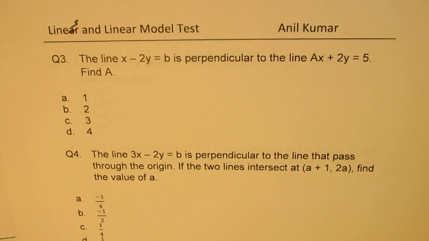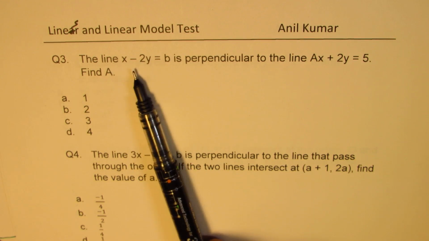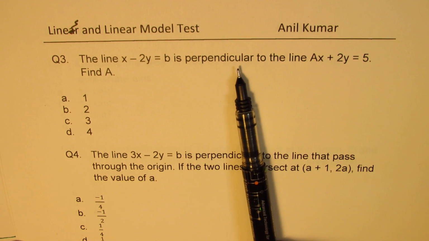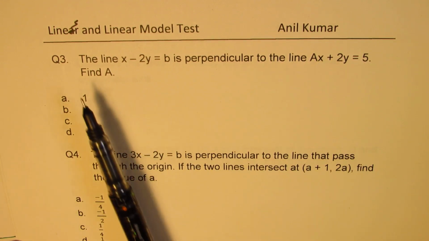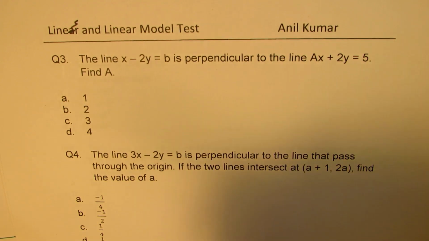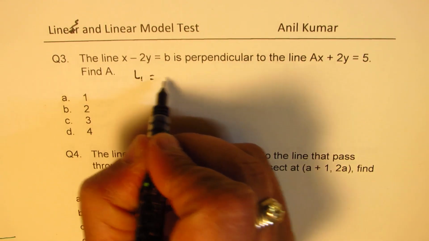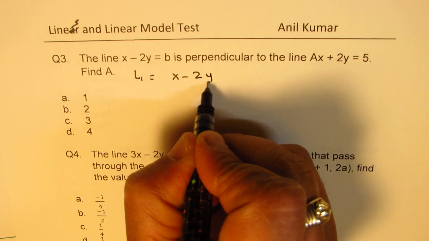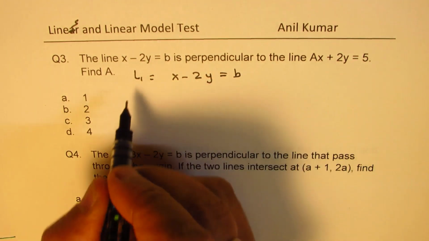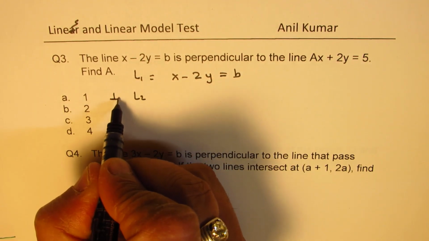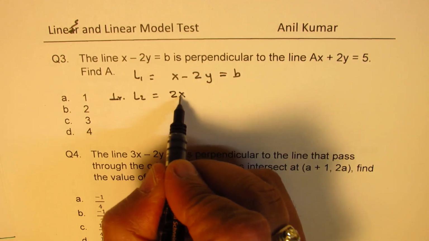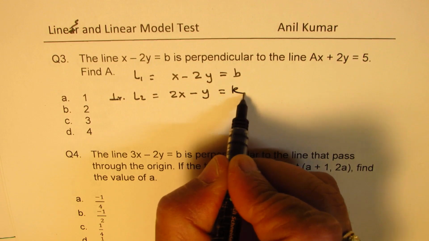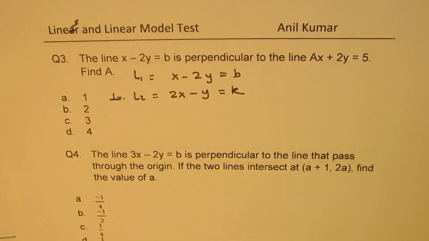Question number 3 here is, the line x minus 2y equals b is perpendicular to ax plus 2y equals 5. Find a. Now, if I have a line L1, let us say x minus 2y equals b. Now L2, which is a perpendicular line, these things swap, right? So we get 2x minus y equals some constant k. Okay, it could be anything.